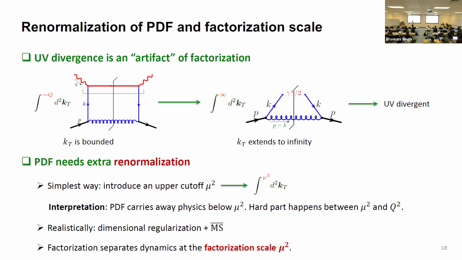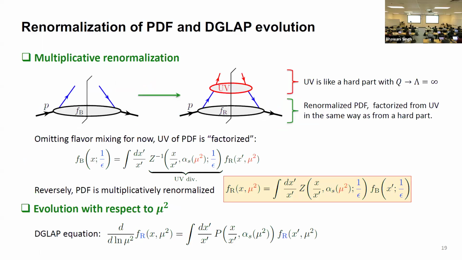But this sharp cutoff does not really work well in reality when you actually do the calculation. So we take another approach. We use dimensional regularization plus the MS-bar scheme. And this is effectively doing the same thing, but more manageable. And the renormalization of the PDF happens more or less in the same way as we do factorization, because when you have a UV divergence, UV is kind of like a hard scale. So it's like a hard blob on top. And this has a hard scale. Now you just replace the Q by another hard scale lambda, and you take this lambda to infinity. So the bottom part is a renormalized PDF.